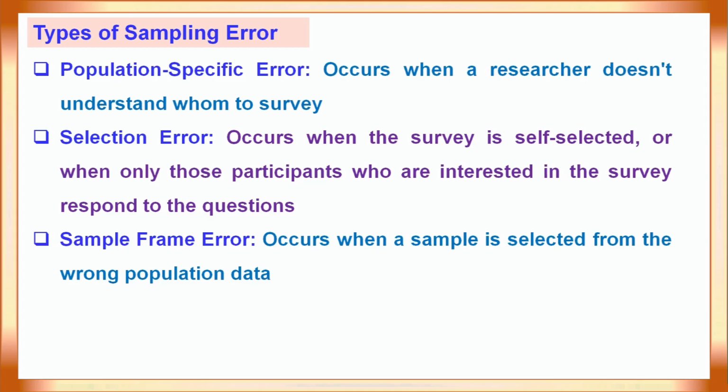The third type of sampling error is the sample frame error. Sample frame error occurs when a sample is selected from the wrong population data. Most of you, as students of social science, before you start sampling, use the voter list or telephone directories to look at who your possible population is, who will be the group of respondents for your study.